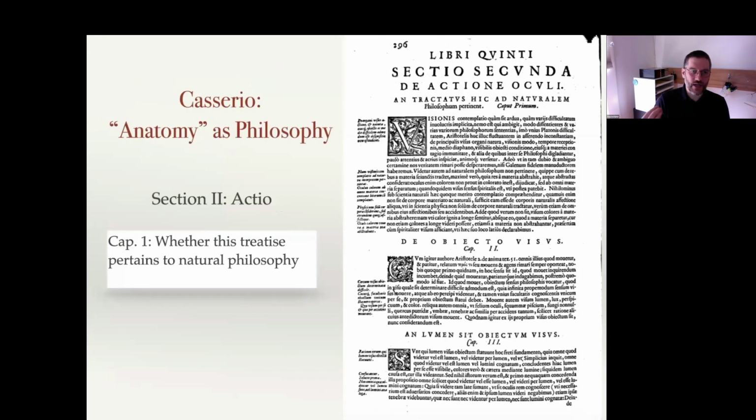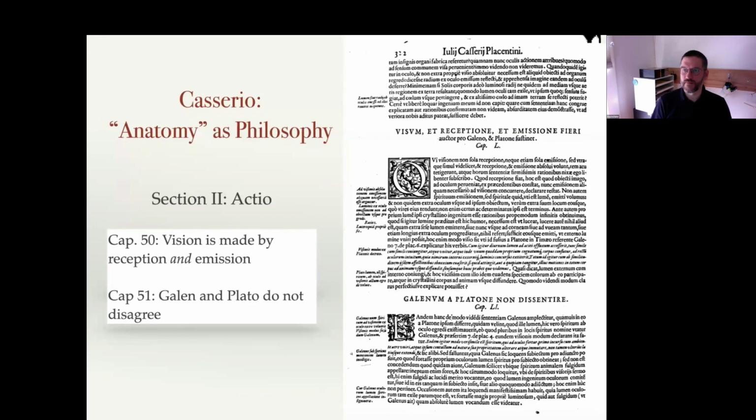In the Actio section, he first asks whether this treatise pertains to natural philosophy. He answers in the affirmative ultimately. And the entire treatise is just a really thorough natural philosophical discourse. It's pure natural philosophy. He does rely on some of his results, but he doesn't necessarily focus on incorporating or grounding his natural philosophical discourse in his Historia. So there's 52 different disputed questions that he goes after here.